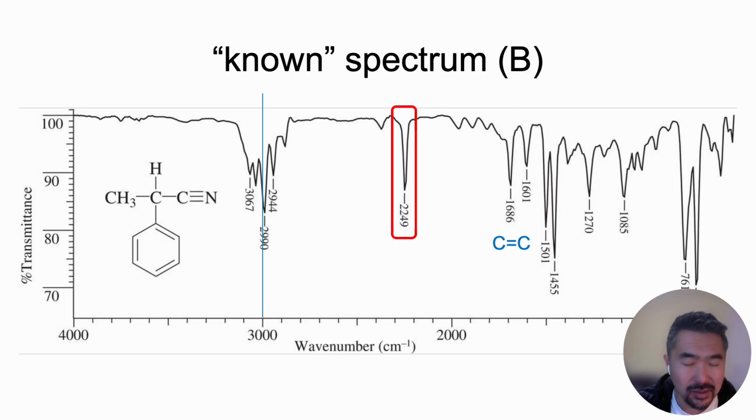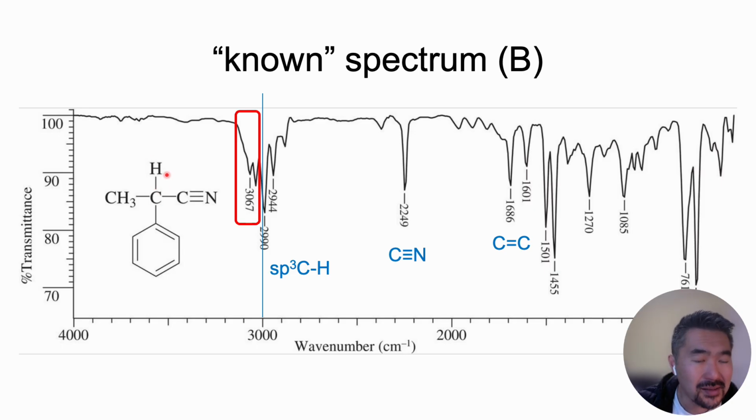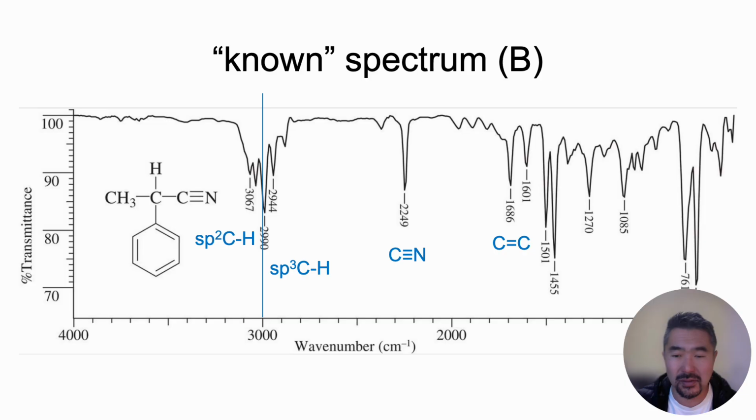Now this very unique wave number should be for a triple bond, and indeed we have a triple bond nitrile in our structure. These peaks are right before 3000, 2900-something. That should be indicative of sp3 CH, which we do have because we have this methyl group and this methine CH. Right, and then past the 3000, we should see the sp2 CH, which we should see because we've got all these sp2 carbons. So we've been able to identify these four prominent bond types.